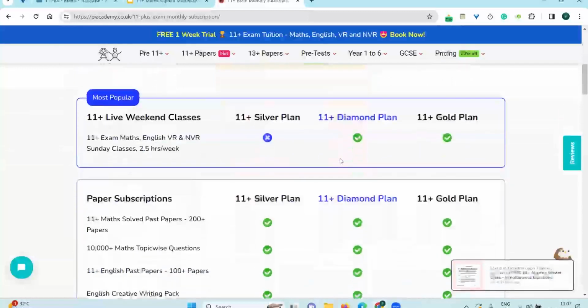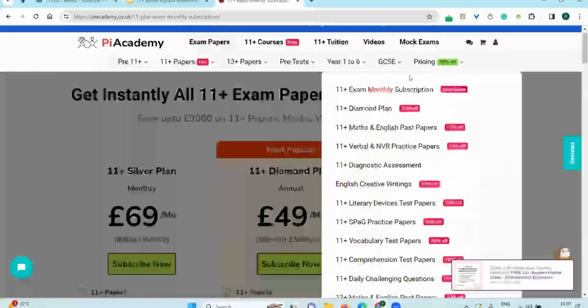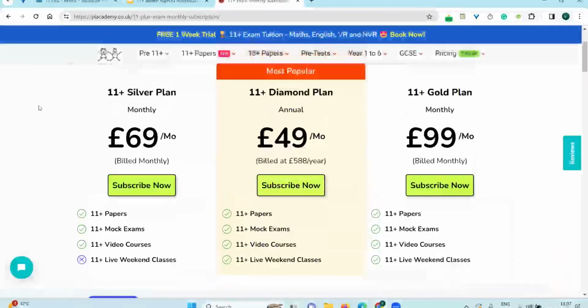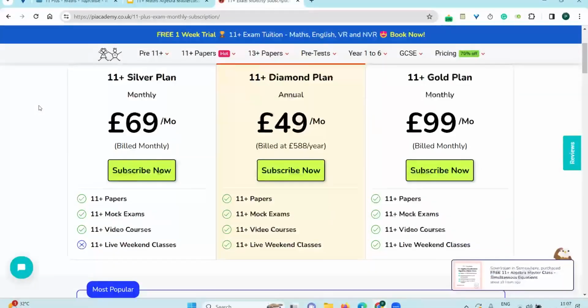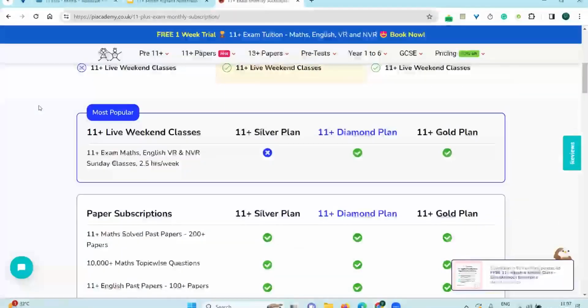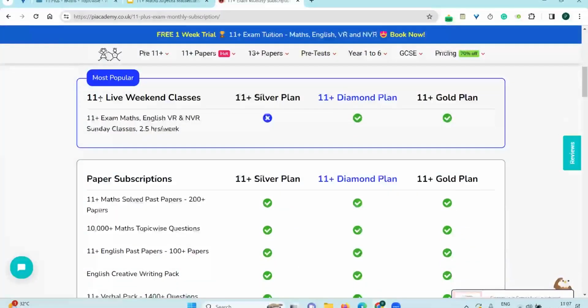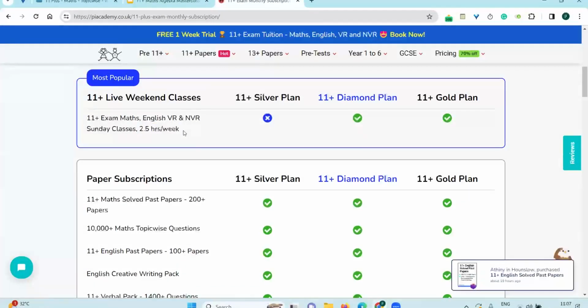And you can check out this page. It comes under pricing. Under the pricing section, you can check out the 11 plus monthly subscriptions. We have 3 subscriptions, silver, diamond, and gold. Depending on what would suit you the best, you can check out what these subscriptions consist of. You can see that we have around 2.5 hours every Sunday. We have the 11 plus weekend classes.